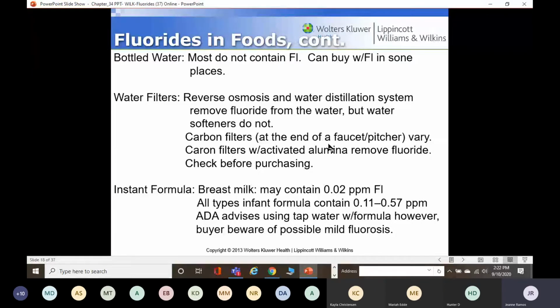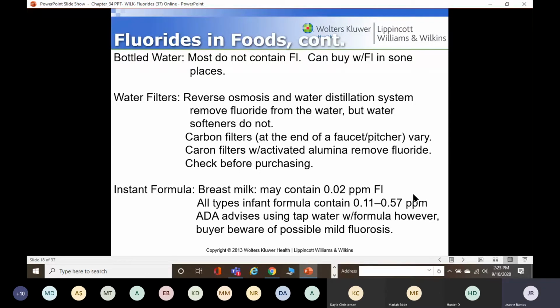Carbon filters are at the end of the faucet or a pitcher, and they vary. You can get carbon filters that may say that they filter out the fluoride or not. Carbon filters with activated alumina remove fluoride, so you need to remember that. And you need to check before purchasing if that's what you're getting a filter for. See if it takes out the fluoride as well.